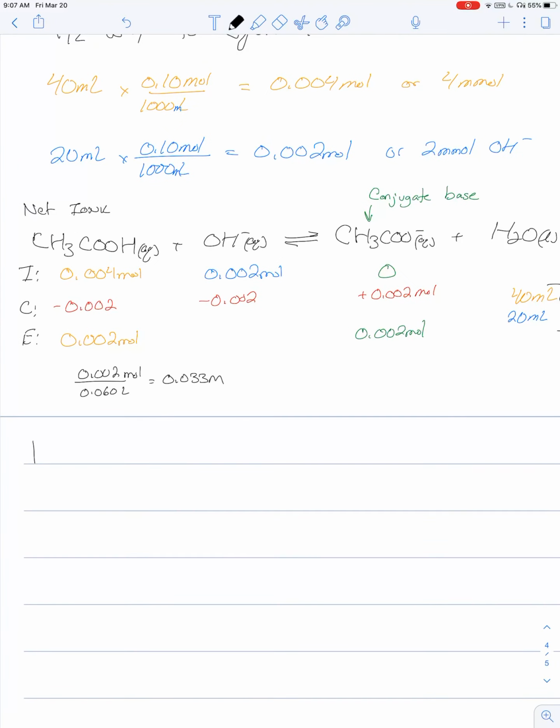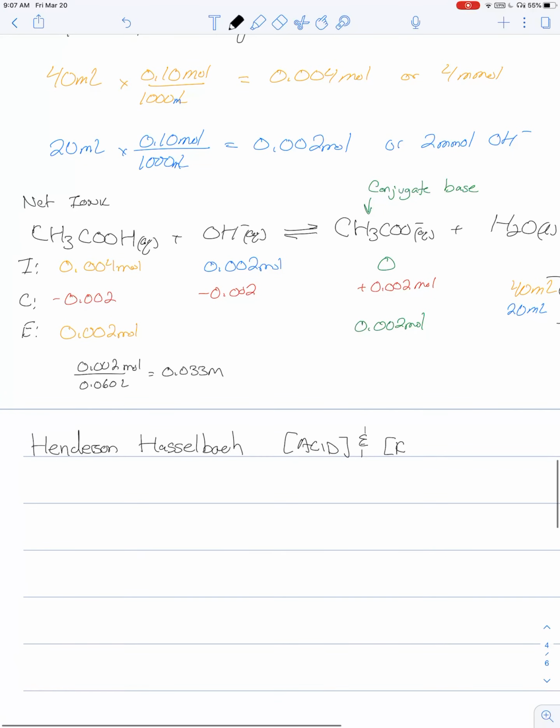Now, the new thing, Henderson-Hasselbalch. When we have a concentration of acid and concentration of its conjugate base, not from the initial, but actually present in solution like we do now, we can use this equation where the pH is equal to pKa plus the log of the concentration of the base over the concentration of the acid.